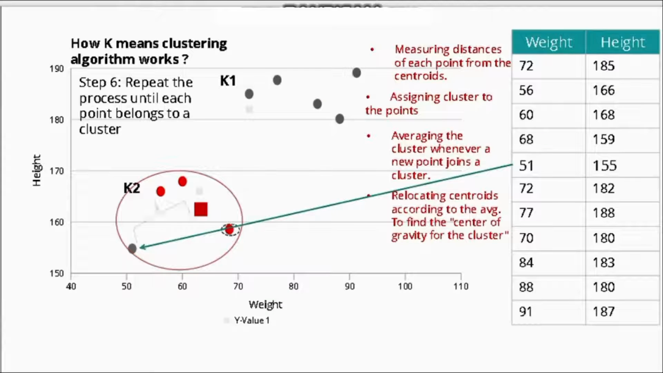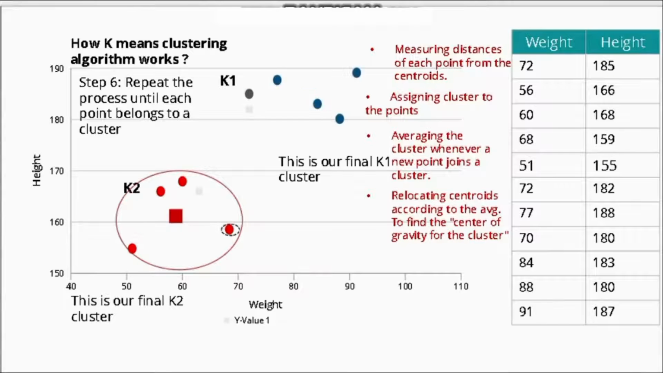Then we again take this point and again calculate the Euclidean distances and assign it to the nearest cluster, then average the cluster and relocate the centroid. And we do the same for our blue cluster.